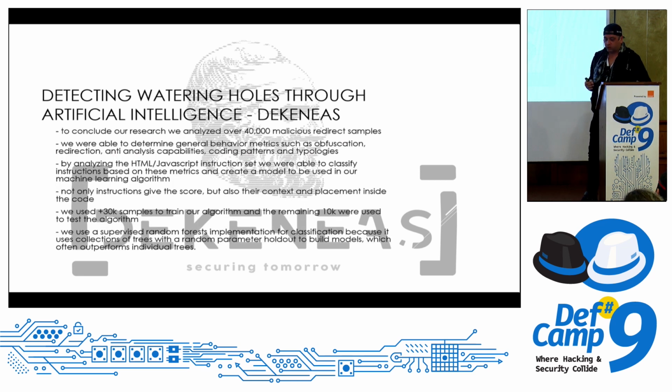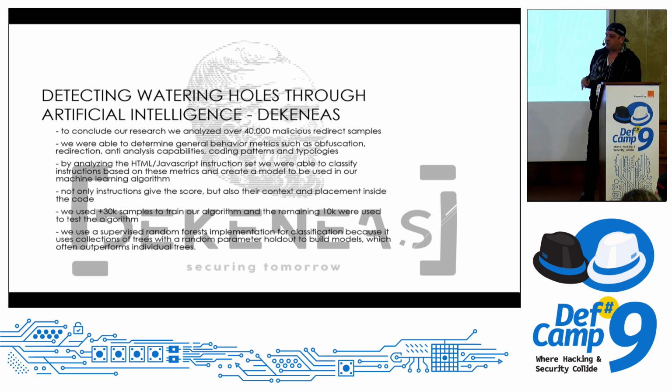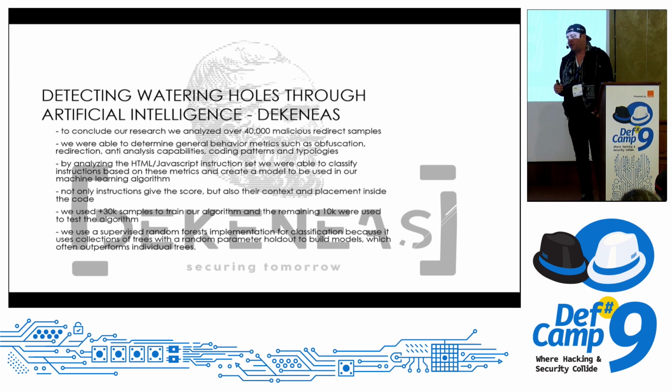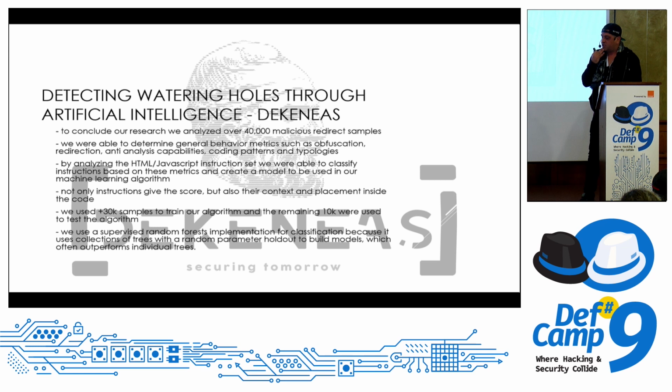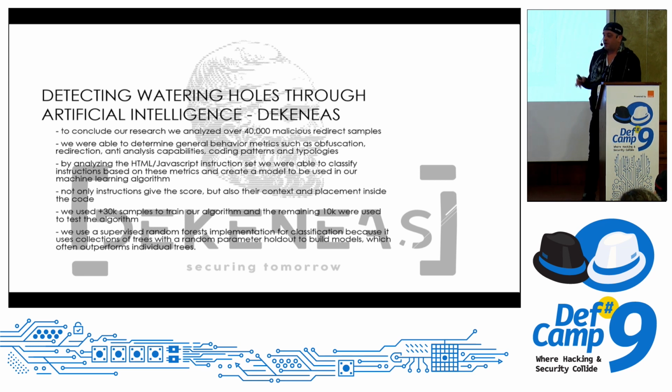So, in order to conclude our research, we analyzed over 40,000 malicious redirect samples. We were able to determine general behavior metrics such as obfuscation, redirection, anti-analysis capabilities, coding patterns, and typologies of the so-called code. And by analyzing the HTML and the JavaScript instruction set, we are able to classify instructions based on these metrics and create a model to be used in our machine learning algorithm.